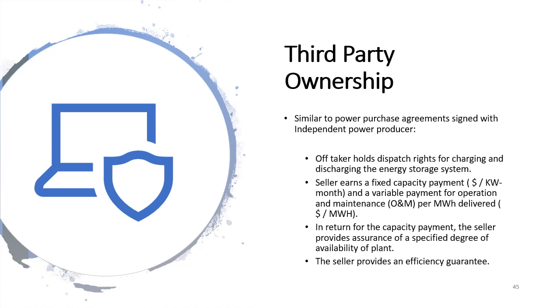Third-party ownership. In this option, the storage system is owned and operated by a third party based on specific contractual agreements. This model is like a power purchase agreement, which is a general contractual term, with the off-taker holding dispatch rights for charging and discharging of the energy storage system. The seller generally gets a fixed payment and a variable payment based on the operation and maintenance value. The seller is supposed to guarantee power availability and efficiency of the battery.